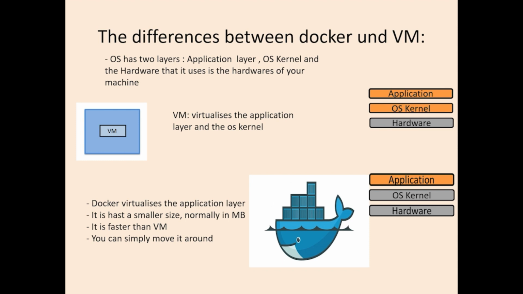So guys, simply said, a virtual machine has two layers and uses the hardware layer of our laptop, but Docker has only one layer, the application layer. For the OS kernel and hardware layer, it uses these layers of our laptop, of our machine. So that is the difference between Docker and virtual machine. But as you see, both of them are virtual environments, just with these differences.